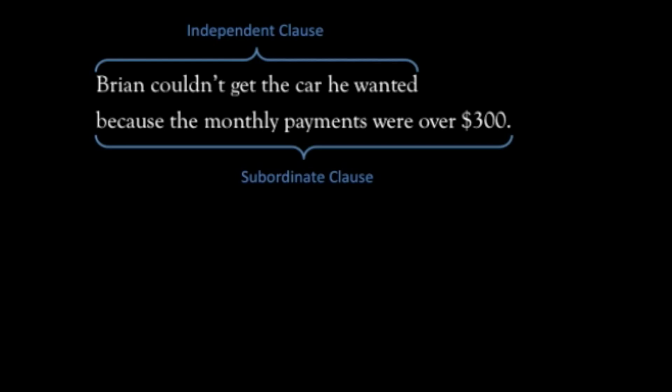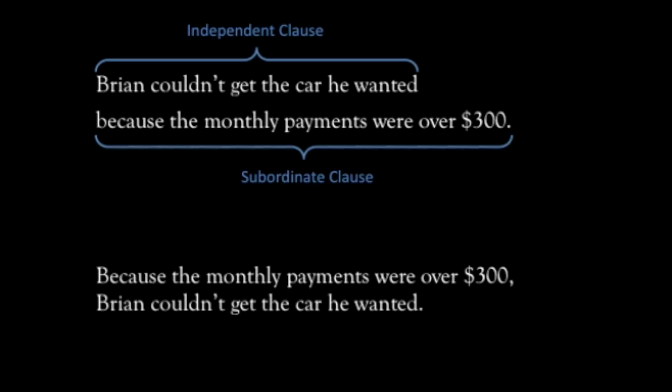Solution number two is to attach the subordinate clause fragment to a main clause. For example, Brian couldn't get the car he wanted is a main clause. Together, the two clauses make a reasonable sentence. Brian couldn't get the car he wanted because the monthly payments were over $300. You can reverse the order of the clauses if you're working with a subordinate adverb clause. But if you put a subordinate adverb clause first, be sure to separate it from the main clause by inserting a comma.